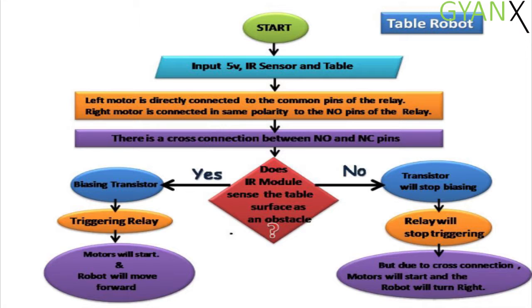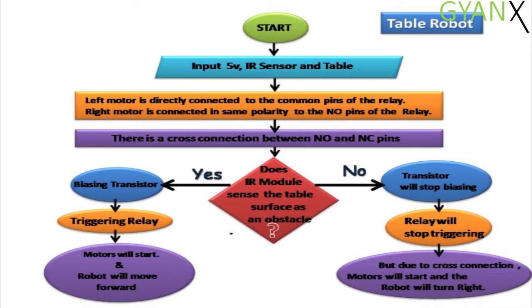The most important thing that has to be kept in mind while making this robot is the left motor is directly connected to the common pins of the relay, whereas the right motor is connected in the same polarity to the NO pins of the relay. In this robot, we'll be having a cross connection between the NO and the NC pins.